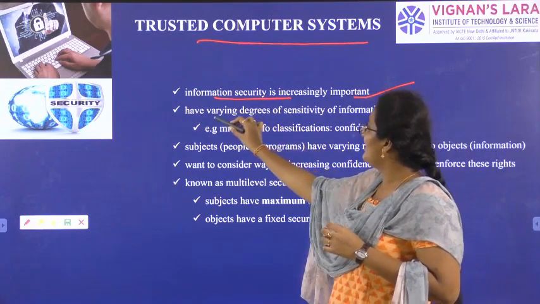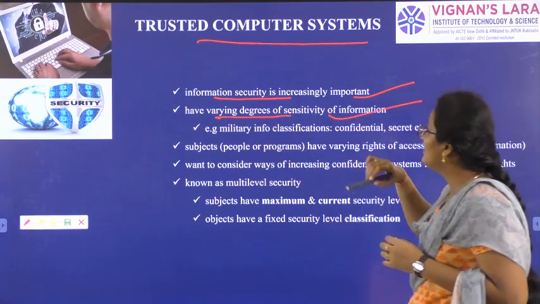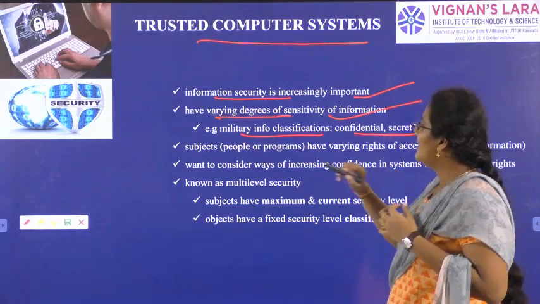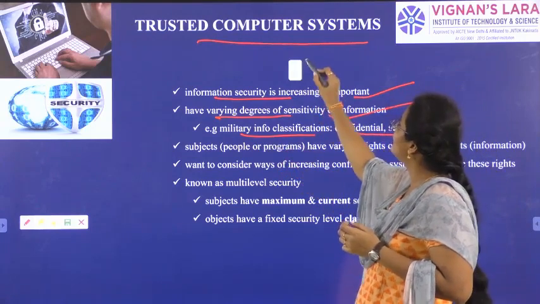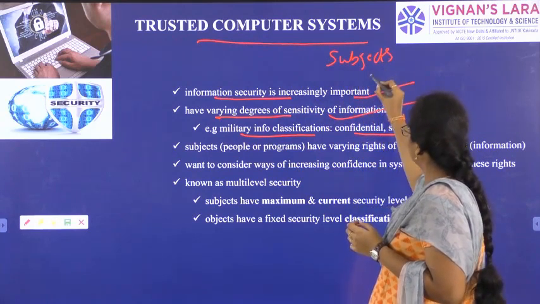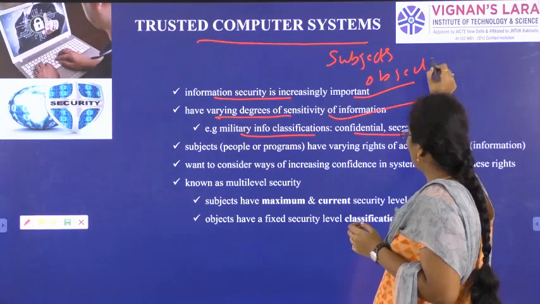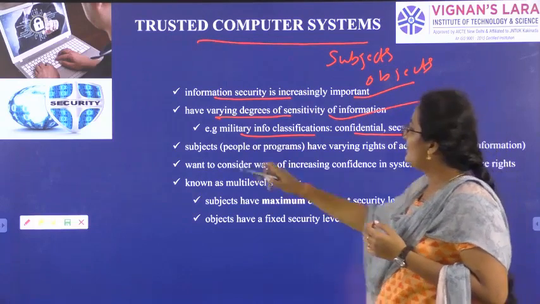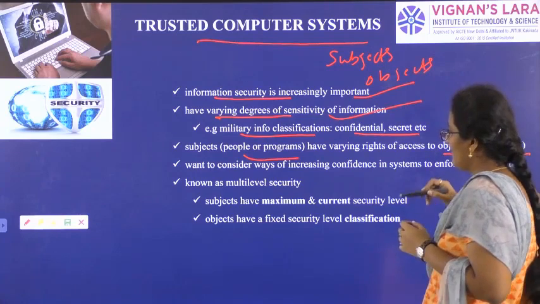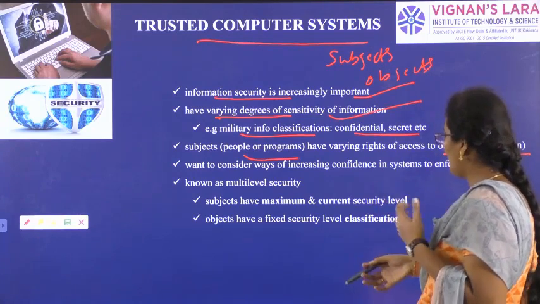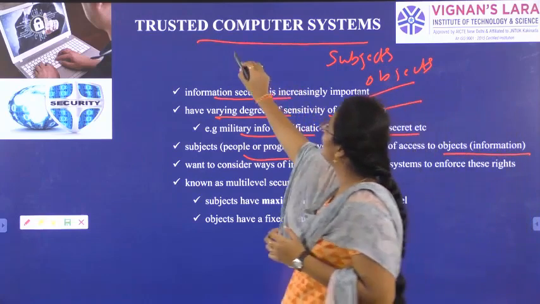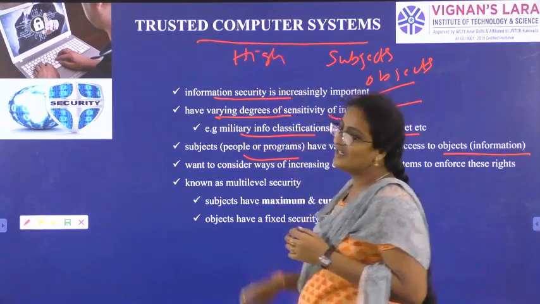Information will differ based on sensitivity, like military information, confidential and secret. Here we will have two words, subjects and objects. Subject is people or programs, whereas object is information. So we should provide security. We can have levels of security also, and to provide high security we are using trusted systems.